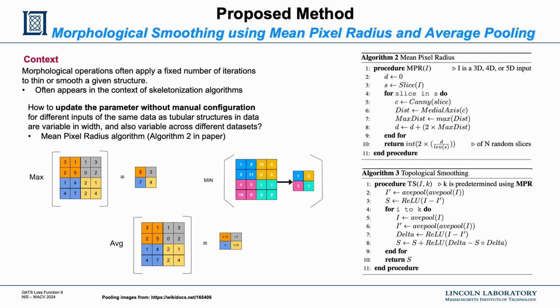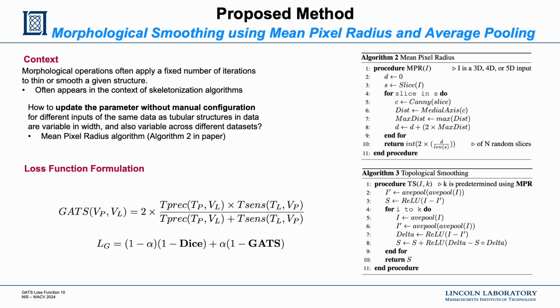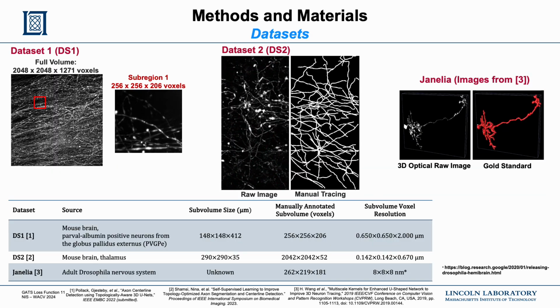So topological smoothing instead applies average pooling operations over an input. We formulated the loss function to still utilize measures of topological precision and topological sensitivity, as we think they are good at capturing the intersection of smooth volumes and inputs used for comparison. And we fixed the alpha to 0.5 for all experiments. I'll just briefly summarize the next two slides.